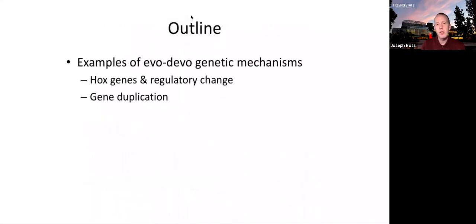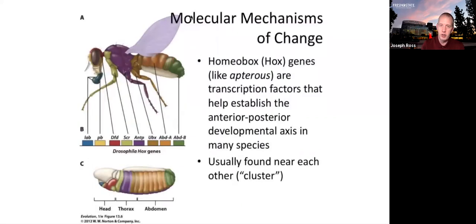So for the rest of this presentation, I'm going to talk about Hox genes in specific, and then also how gene duplication can influence evolutionary developmental biology. The Hox genes are a set of genes that are essential for development in practically every organism that does development. They are a set of transcription factors, and the role of these individual genes and the proteins that they produce, these are examples from Drosophila, from the Norton et al. textbook.